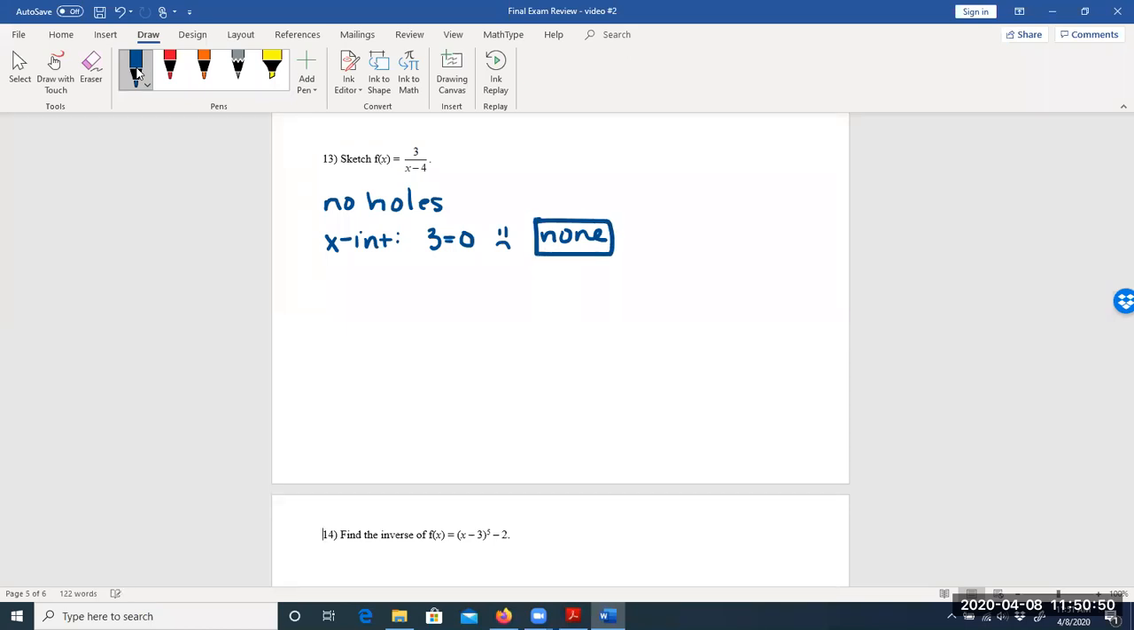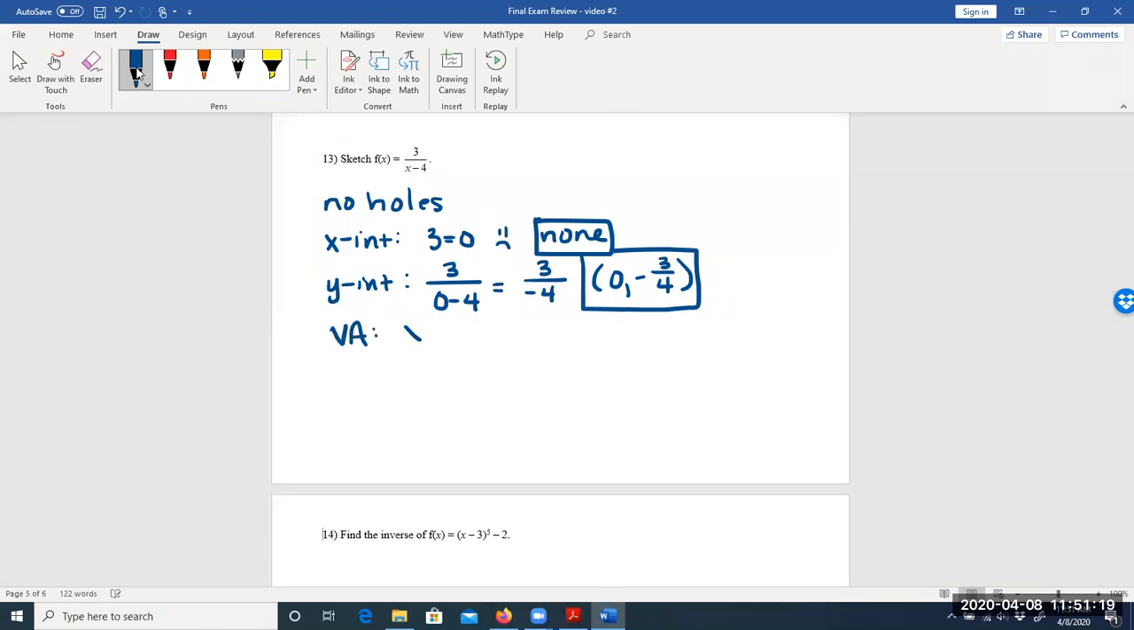To find the y-intercept, I'm going to plug in 0 for x. That's how we find the y-intercept, or in other words, find f of 0. So my y-intercept is 3 over negative 4, or 0 comma negative 3/4. To find the vertical asymptote, we set the denominator equal to 0. And so we get x equals 4.